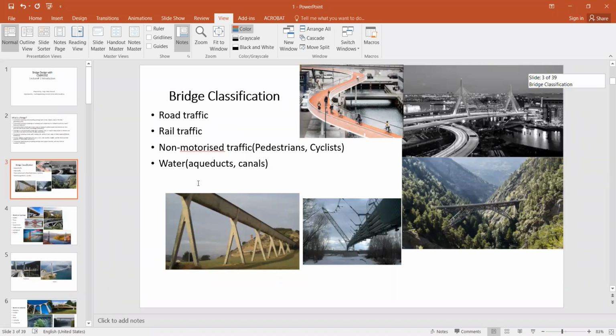And we also have bridges for other structures as well. We can have aqueducts and canals. This is an aqueduct. An aqueduct is basically an elevated water carrying structure. This is also a bridge that is used for carrying transmission lines. So this is a very new thing.